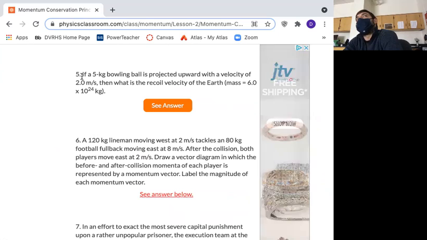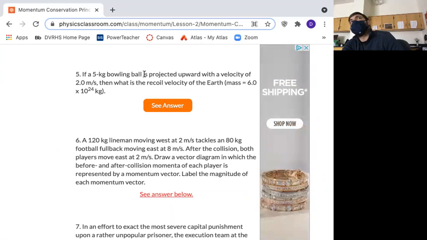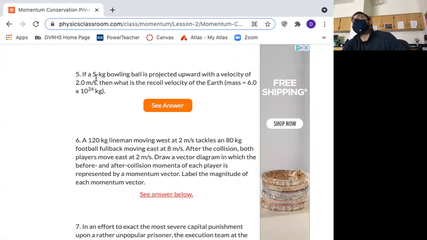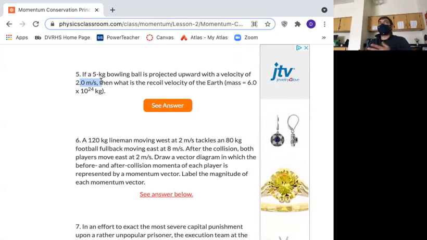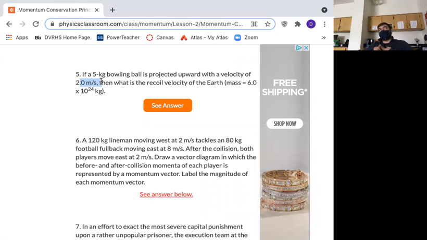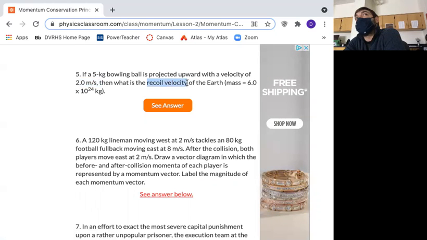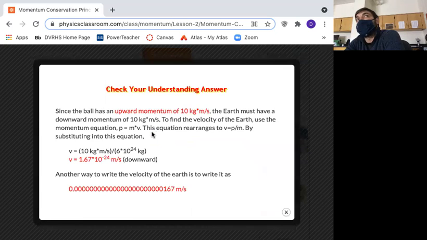Let's look at this one. They throw math in there for us. If a 5-kilogram bowling ball is projected upwards with a velocity of 2 meters per second, then what is the recoil velocity of the Earth? Well, the 5-kilogram bowling ball going upwards at 2 meters per second, p equals mv, means that the momentum must be 10 kilogram meters per second. But then the recoil velocity of the Earth is not the same as the recoil momentum of the Earth. Watch. Since the ball has an upward momentum of 10 kilogram meters per second, the Earth must have a downward momentum of 10 kilogram meters per second.